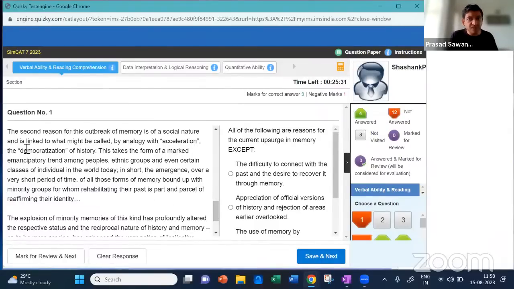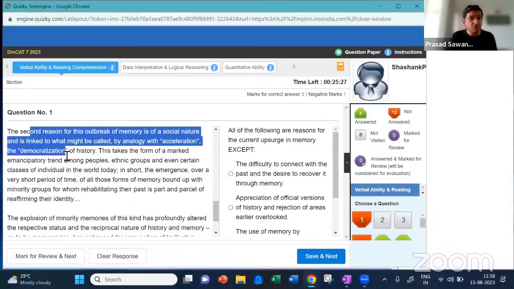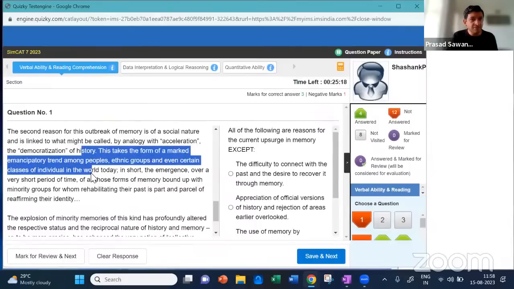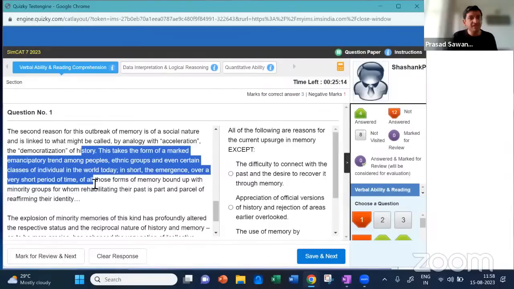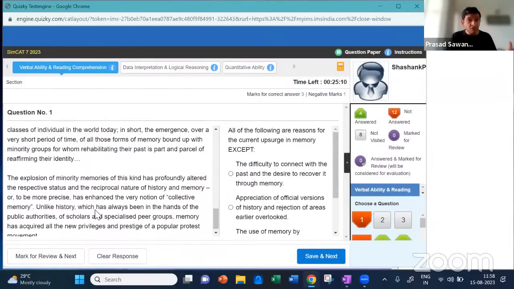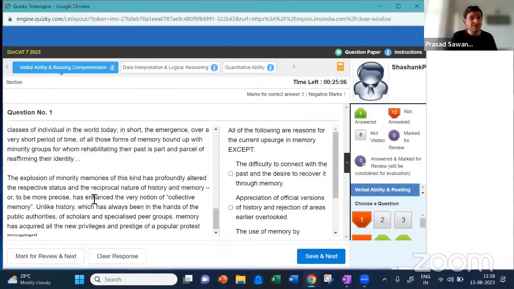Fair enough. The second reason for this outbreak of memory is of a social nature and is linked to what might be called, by analogy with acceleration, the democratization of history. Okay, everybody can talk about history now. There is a marked emancipated trend among peoples, ethnic groups, and even certain classes of individuals in the world today. In short, the emergence over a very short period of time of all those forms of memory bound up with minority groups for whom rehabilitating their past is part and parcel of reaffirming their identity.